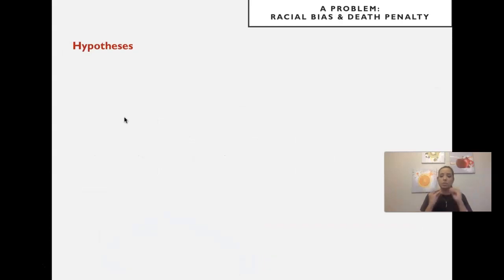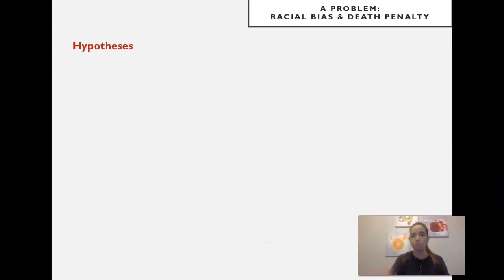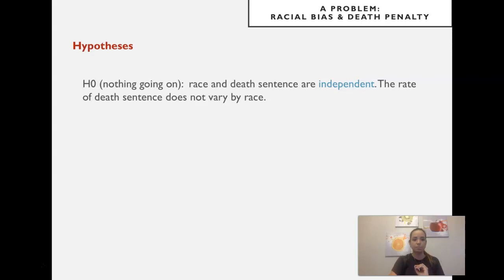Now let's move on to a slightly different kind of problem that chi-square can help us with: finding relationships between categorical variables. So let's see another problem. Racial bias and the death penalty. We could have 2 hypotheses here.